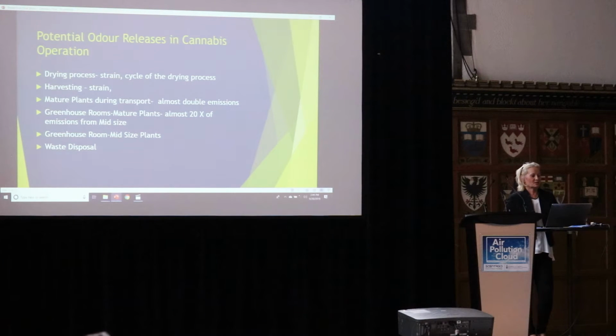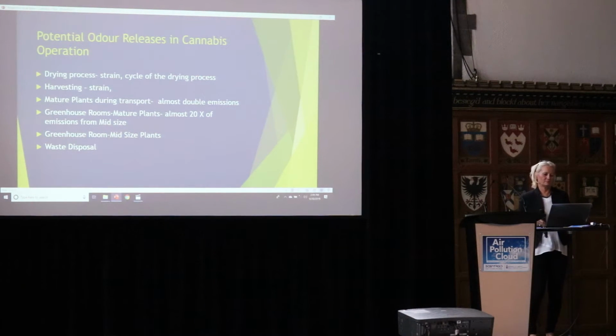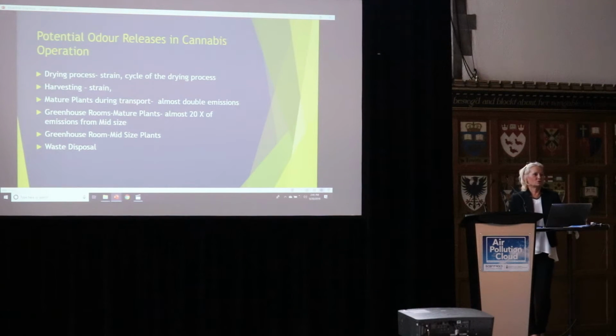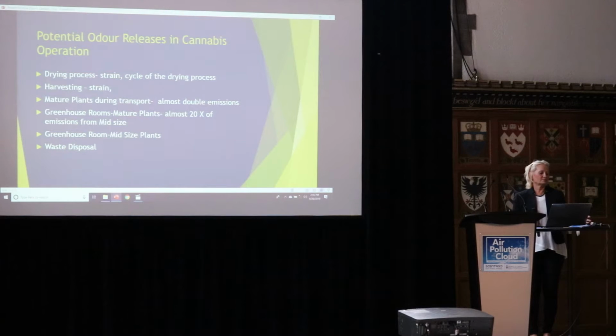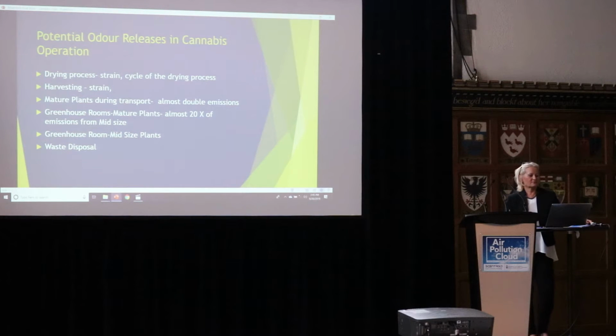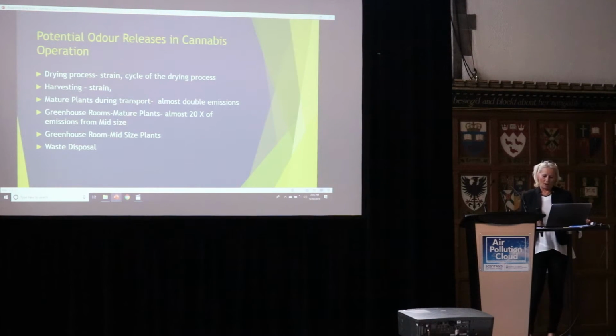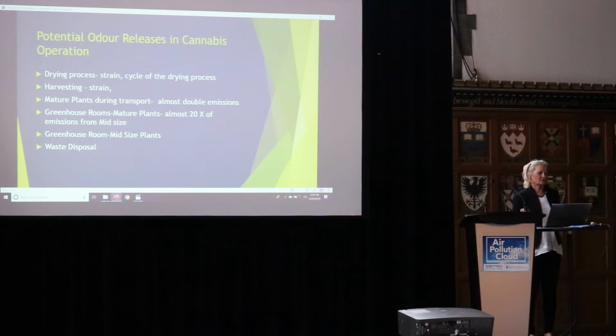Mature plants during the transport, when they try to move the plants, the emissions from transporting mature plants double if there are others there, we discovered. For the mature plants on the roads, the emissions were almost 20 times the emissions from the mid-size plants. Also, there are some emissions from the waste disposal, but again, it depends on what they dispose, what kind of cannabis they dispose, how they dispose, and different factors.